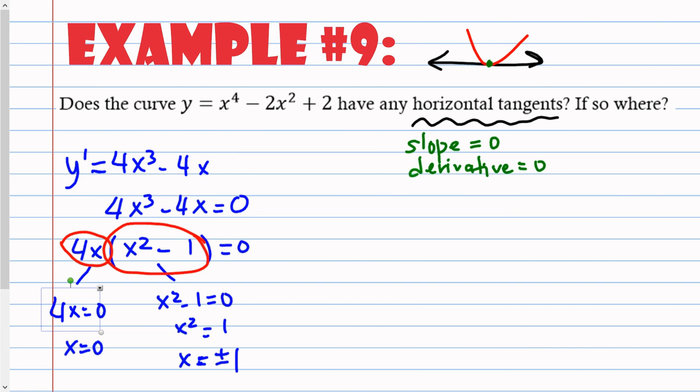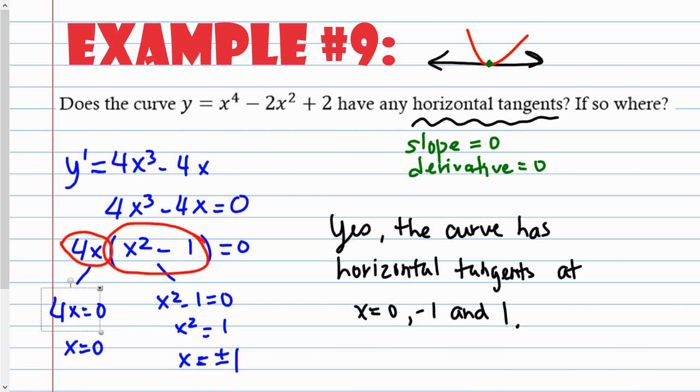So does the curve have any horizontal tangents? Yes. Where? The curve has horizontal tangents at x equals 0, -1, and 1. And there would be your answer.